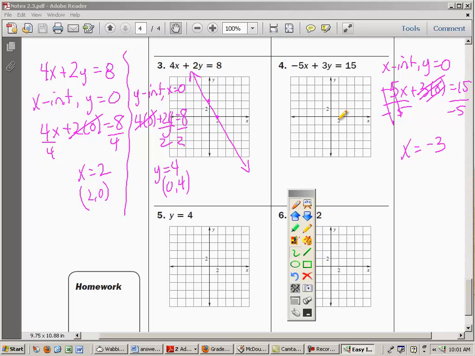Again, they're counting by 2's here. So there's 2, there's 4. So right in there is going to be the point -3, 0.